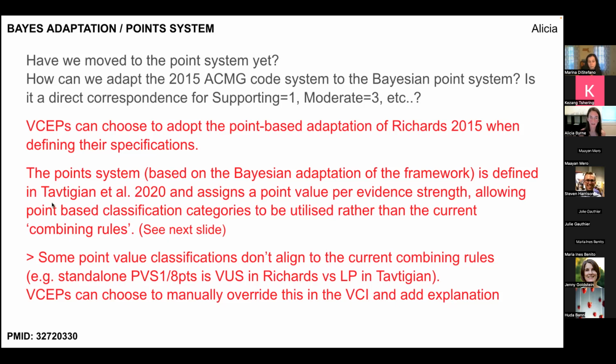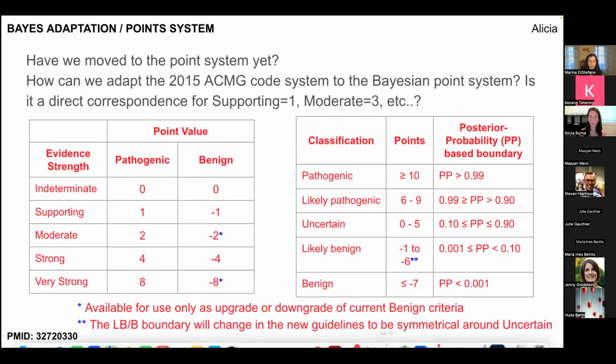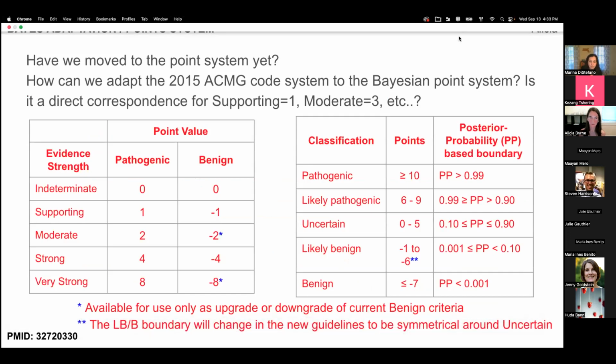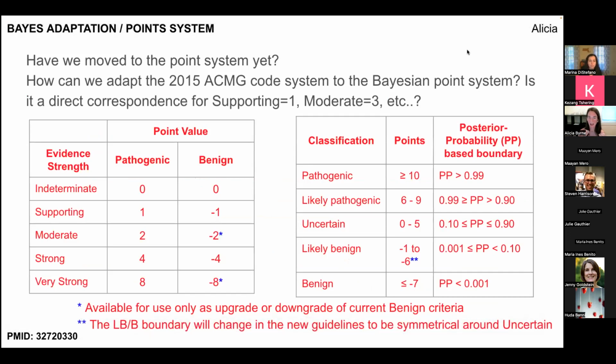So on the next slide is how these point values correspond. It is a wonderfully simple system. I actually find it much easier to remember than the Richards system. Supporting is 1 point for pathogenic or -1 for benign, 2 for moderate, 4 for strong, and 8 for very strong. And then, the thresholds for each of the different classifications.